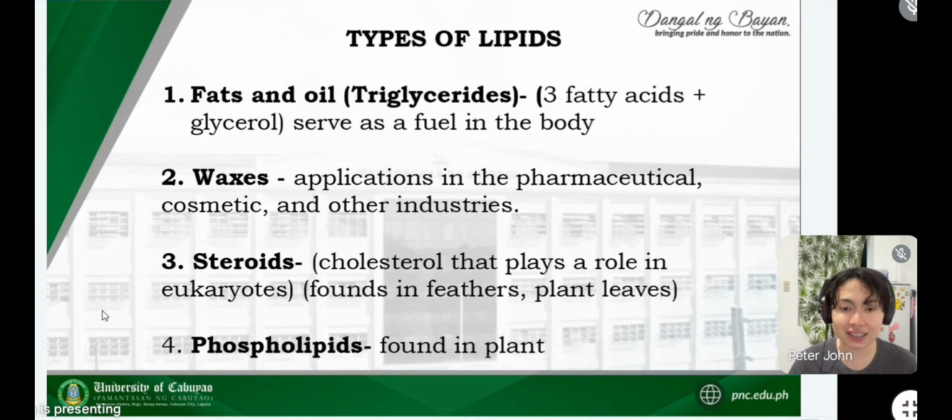The fats and oil or glyceride, ibig sabihin, pag nakikita natin yung medyo chubby nakakilala natin. So, they are rich in fats and oil. So, they are rich in triglycerides. Next, we have the waxes. Waxes application of pharmaceutical cosmetics and other industries. So, waxes is, we can use it for our sa mismong other cosmetics, sa mga lipstick, sa mga makeup. Yes po, mas kadalasan yung mga waxes na yan.